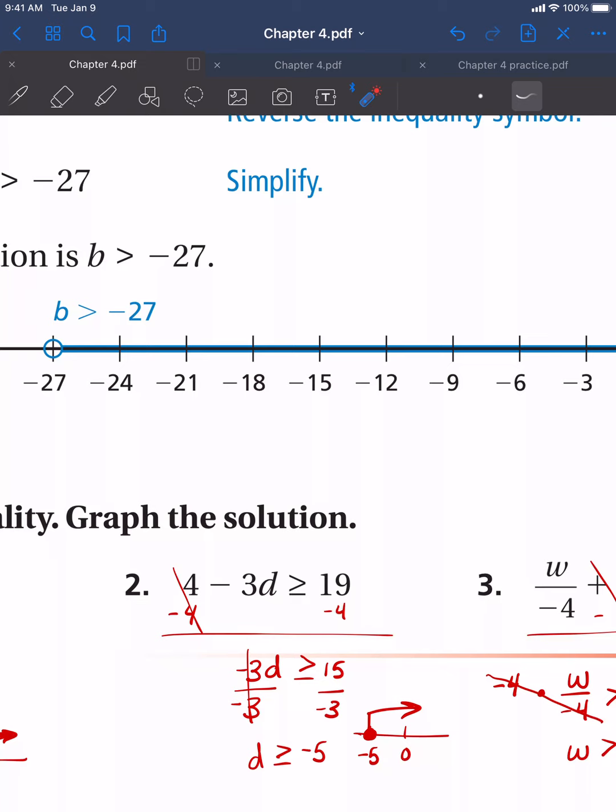Why should it have flipped? Because it was divided by a negative. Because I divided by negative 3. So if I divide or multiply both sides by a negative number, my sign is going to flip.